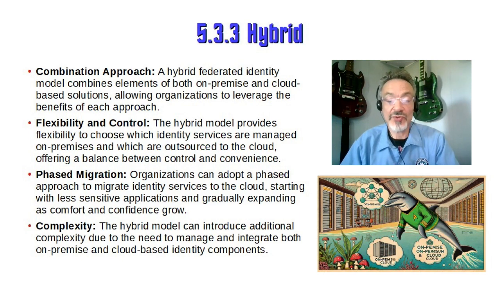Phased migration. Hybrid identity solutions are often used when an organization wants to slowly transition from on-prem to cloud, and they may start by migrating less sensitive applications first, then moving to the critical services only once they're confident in their cloud solution. So for the exam, remember that a phased migration may reduce risk and allow organizations to adapt over time. Complexity. Of course, hybrid solutions can introduce more complexity.